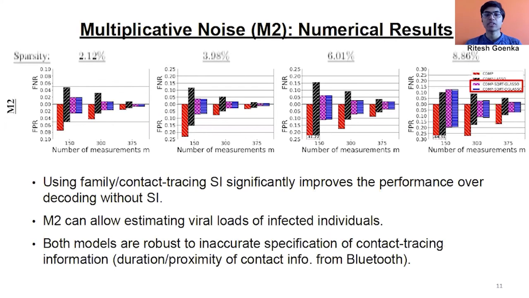So let's now look at the results obtained using the multiplicative noise model. We can see the pink and blue bars in the figure that correspond to the family and contact tracing results respectively. These new results using family and contact tracing structure significantly outperform the decoding algorithms that don't use side information, shown in red and black. Moreover, Model 2 allows us to estimate the viral loads of the infected individuals. Our experiments also show that both models M1 and M2 are robust to the inaccurate specification of contact tracing information, such as contact duration and physical proximity.